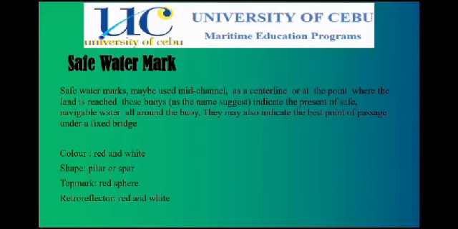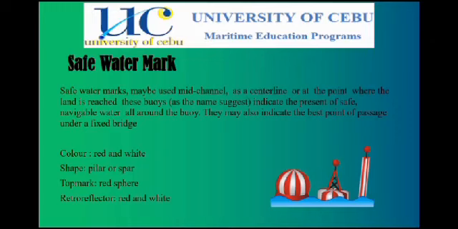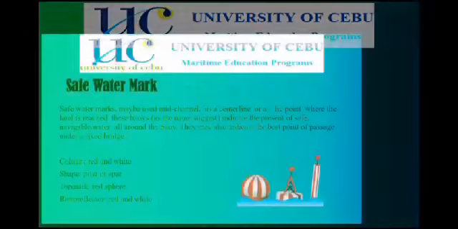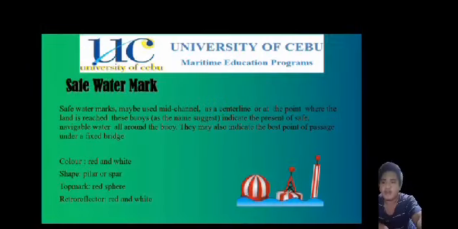Specifications of safe water mark. Color: red and white. Shape: pillar or spar. Top mark: red sphere. Retroreflector: red and white. Marking: safe water marks are never numbered. However, in the Americas, they are often marked with the initials of the waterway or port to which they are associated. In some places in the world, they are often left unmarked. Color: color markings on the safe water mark consist of red and white vertical stripes, making it fairly easy to identify during daylight hours.